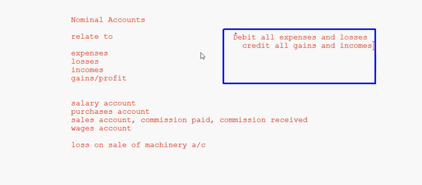So with that, I come to the end of this session on rules of debit and credit.